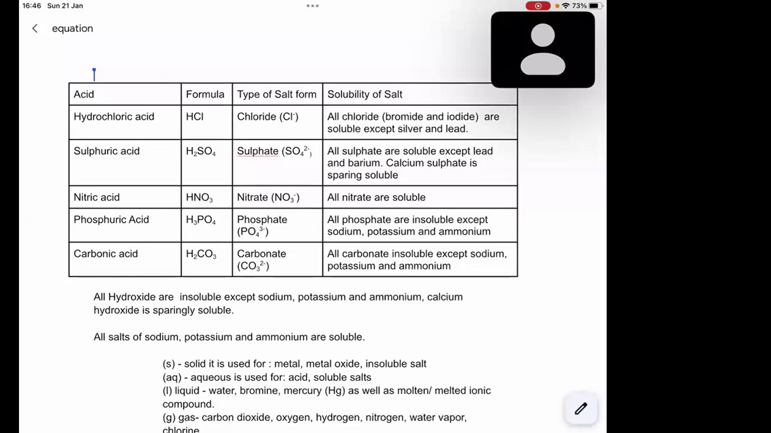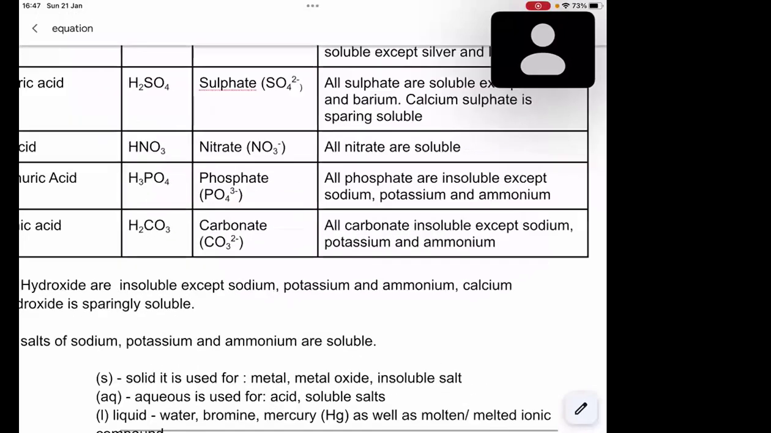So once a salt is insoluble, we're going to use S as its state symbol. If the substance is a metal, we're going to use S as its state symbol. And if it's a metal oxide, we're going to use S as its state symbol. Are we clear when we use an S?